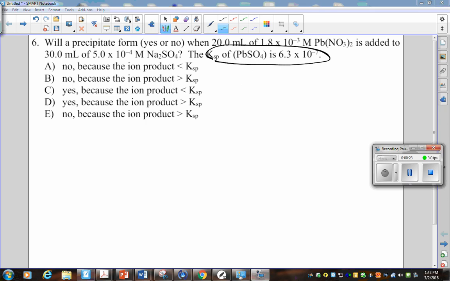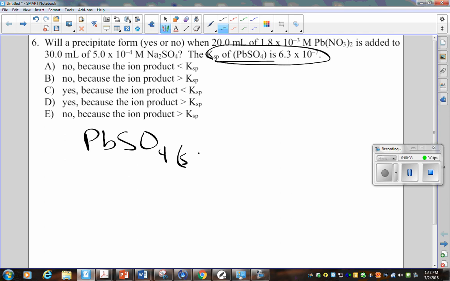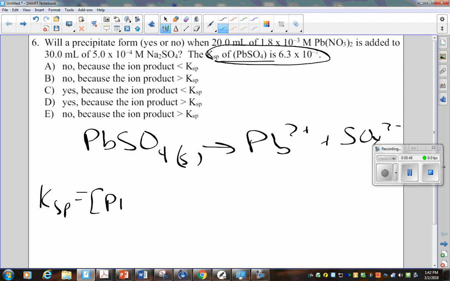Hold on. Okay, so watch this. When you go to do a KSP problem, you do this. You take the KSP, it's PbSO4, so I write PbSO4 as a solid. Then it's going to break into Pb2+ and SO4 2-. Bam. Second step is I'm going to write the KSP expression. KSP is equal to the concentration of Pb2+ times the concentration of SO4 2-. The last thing I have to do is get the ion concentrations to pop them in.